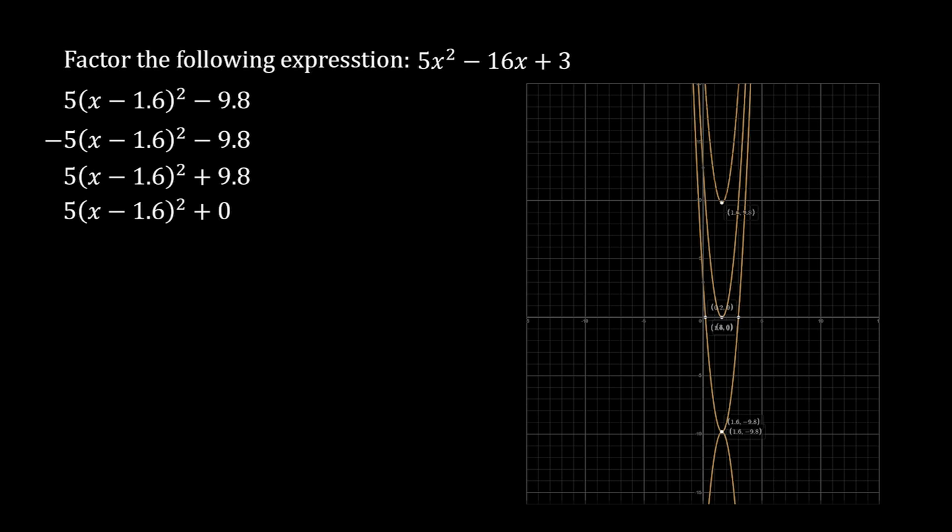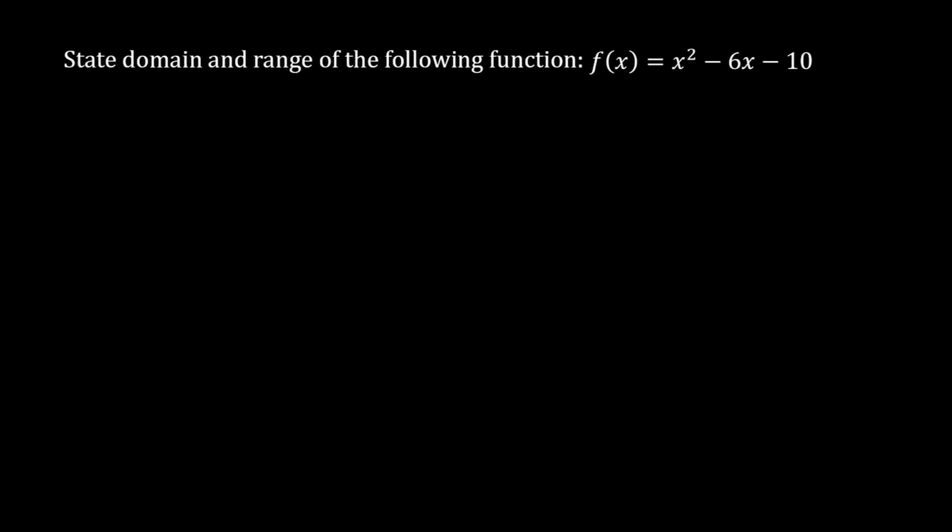Now it's time to move on to finding the domain and range of the quadratic function. State domain and range of the function. f of x is given as x squared minus 6x minus 10. You can pause the video here and try to do it yourself.